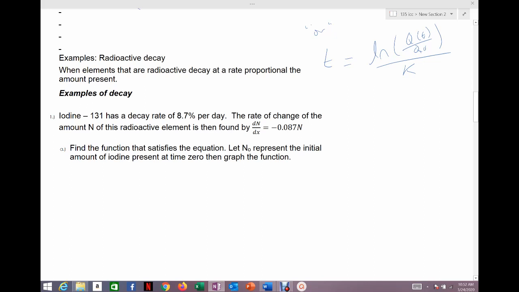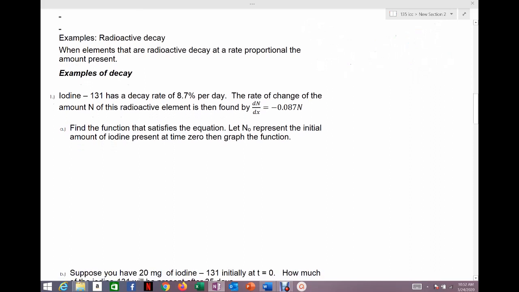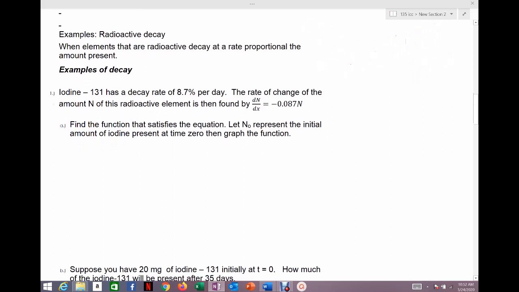All right, so an example of radioactive decay, because it's probably the most common type that you see in applications for uninhibited decay. A lot of elements decay, like I said, radioactive decay is most common, but a lot of things decay at a rate proportional to their size. So an example would be iodine 131, which has a decay rate of 8.7% per day. So it's losing 8.7% of its mass per day.